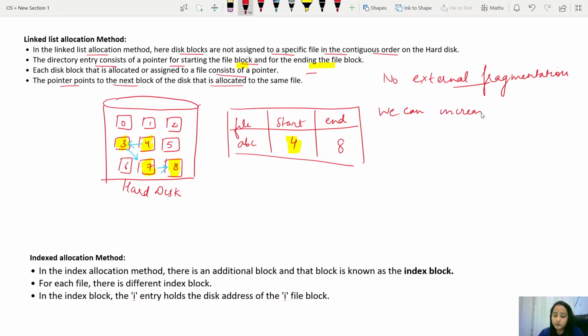Okay, here we can increase the size of file as there is no contiguous allocation. Okay, so there is no contiguous allocation.